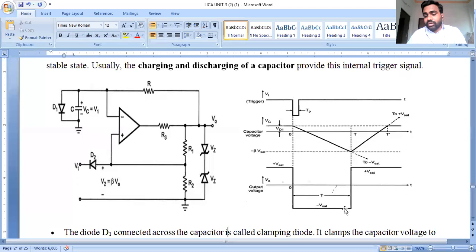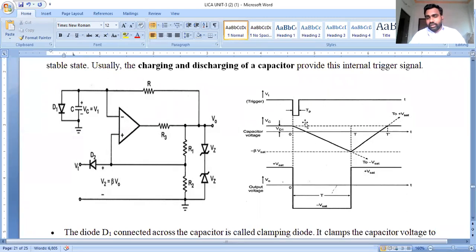At that condition, the output shifts from negative saturation to positive saturation. And again after the capacitor voltage comes in contact with the negative threshold voltage, the capacitor starts increasing its charge towards positive V saturation, and the output voltage again comes into operation at V saturation.